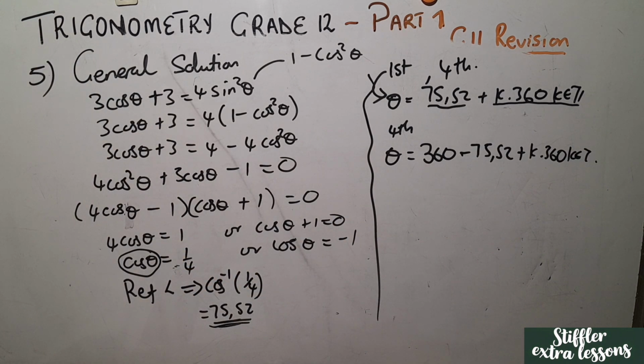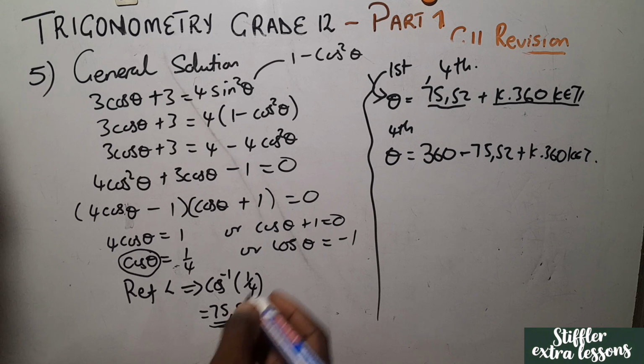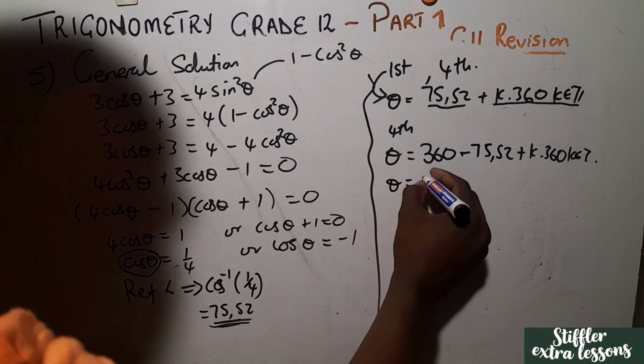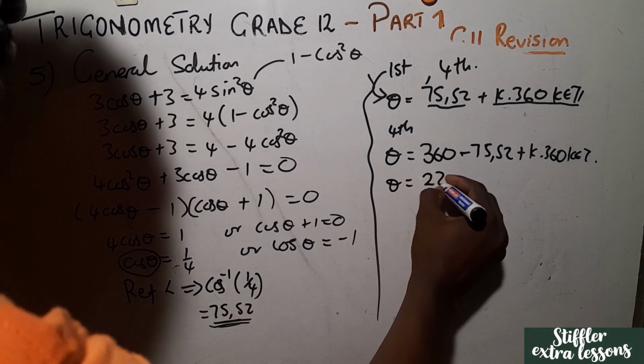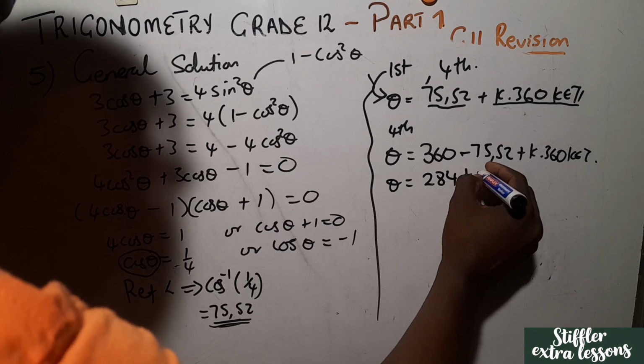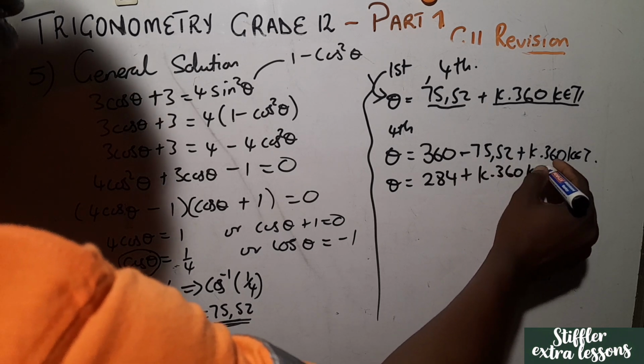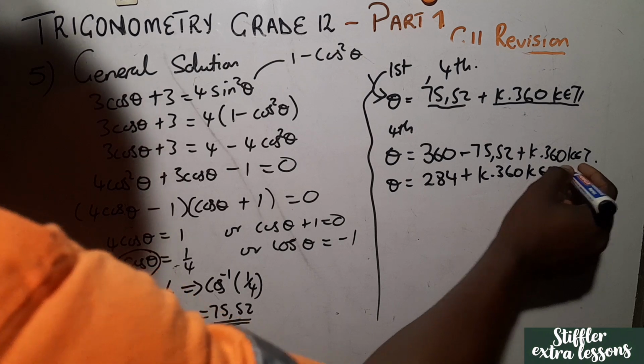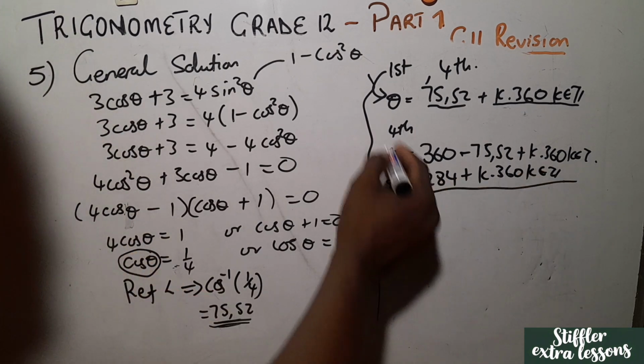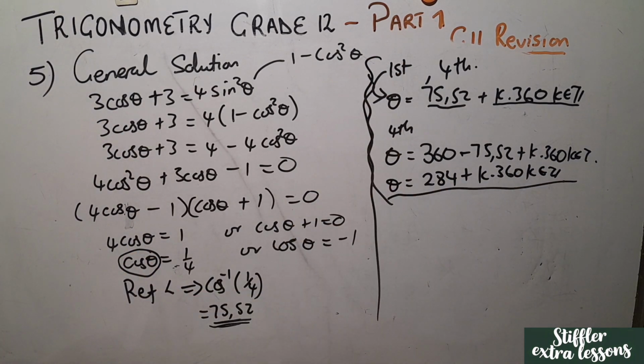So what do we get? We get our theta as 284 plus k times 360, where k is an element of the integers. So that's the fourth quadrant solution.